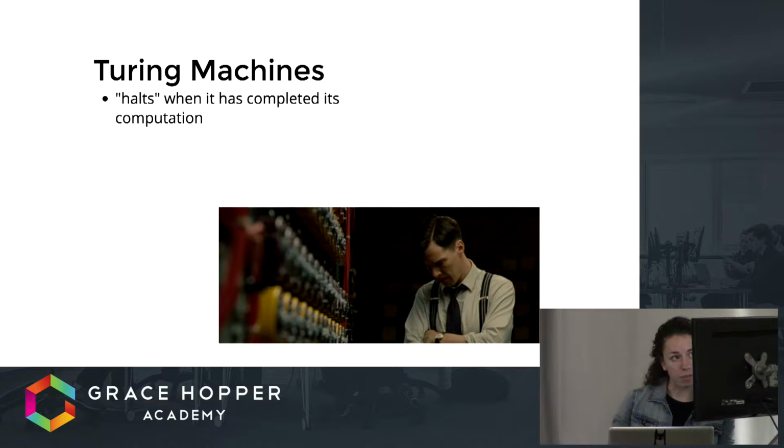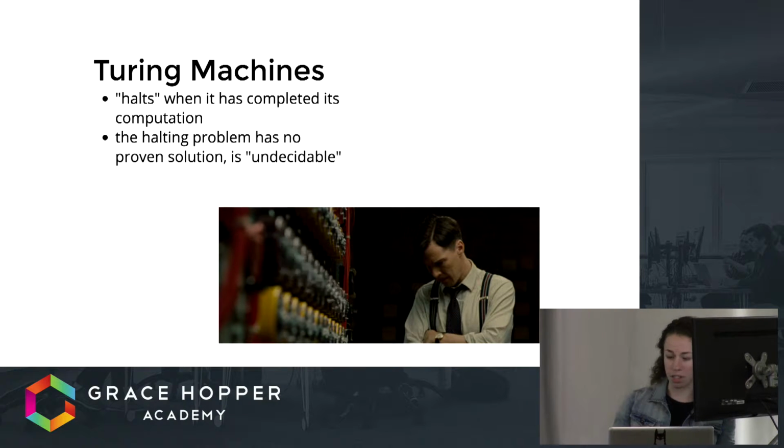A fun problem that Turing introduced was called the halting problem, which basically asked, can I create an algorithm that will tell me if another algorithm is going to halt? And the answer is no. So that's kind of like a meta problem.